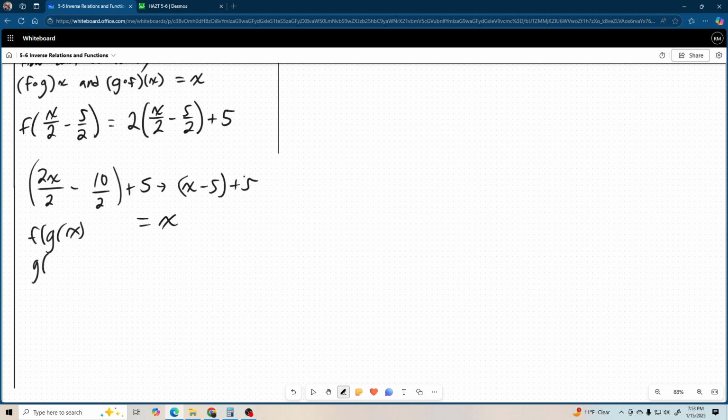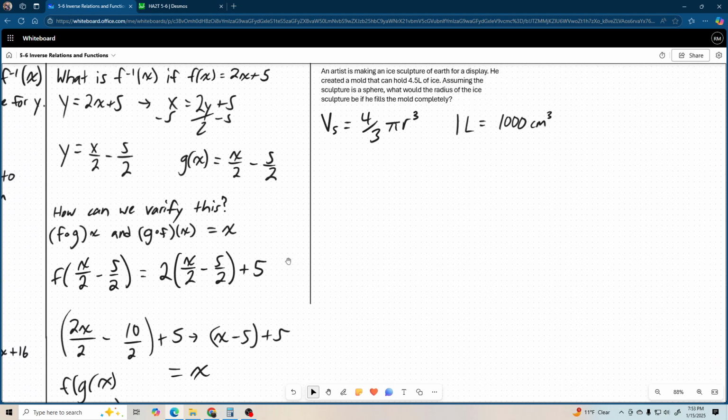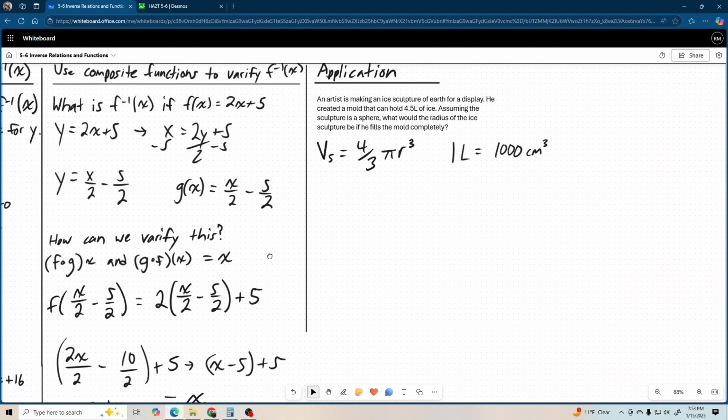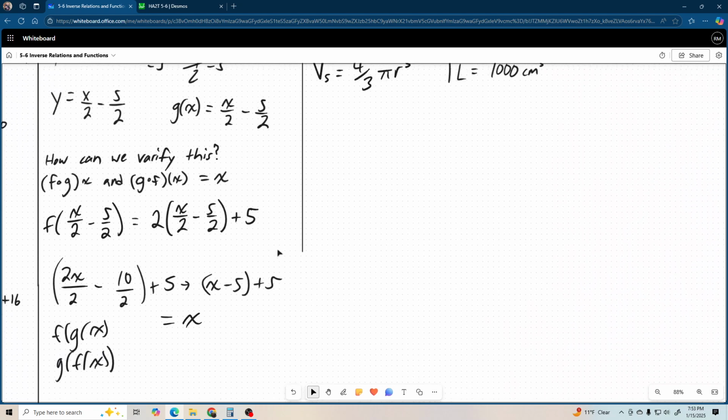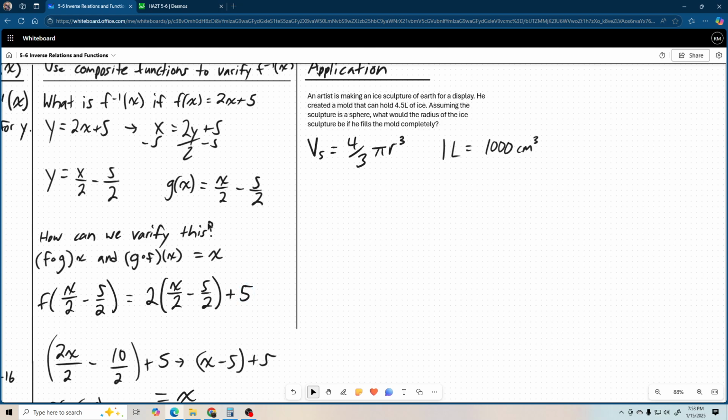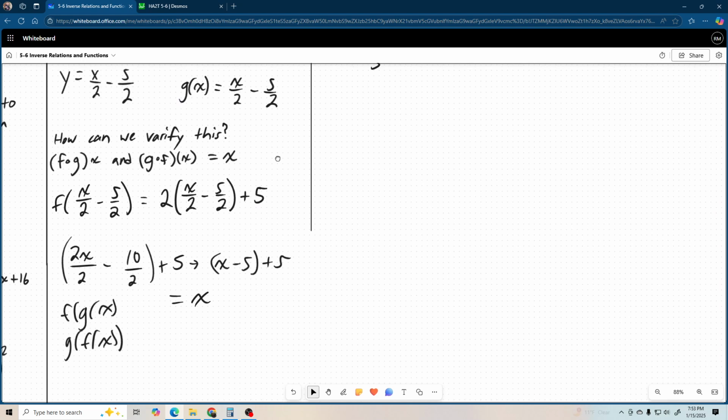So now let's do g of f of x. And we should get x again, right? If they are inverse functions, which we know that they are, we did the math already. But if we know that they're inverse functions, we should be able to get this the other way. So let's do g of f of x. Everywhere we have an x in our g of x function, we're going to plug in 2x plus 5. So let's go do this.